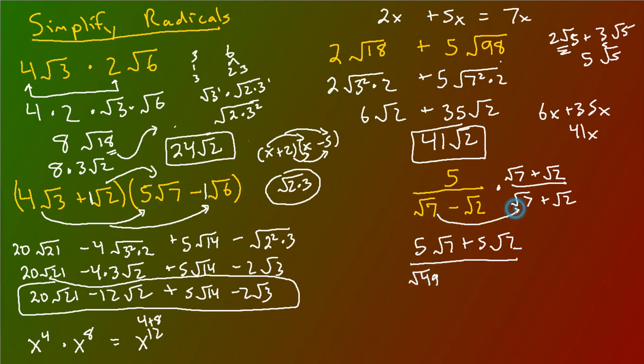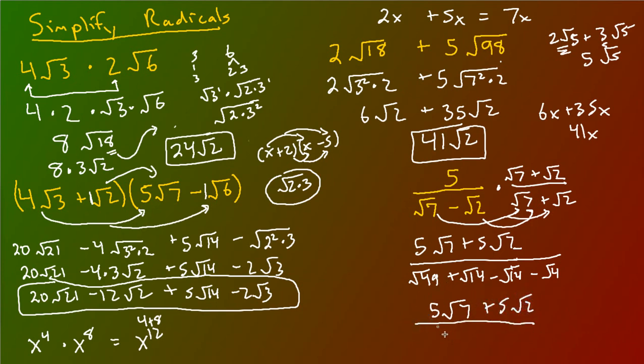So I did this. Now I'm doing this. So square root 14. Next, minus root 14. And then next, minus root 4. So anything that I can simplify, I do. And square root of 49 is 7. Those cancel, minus 2, because square root of 4 is 2.